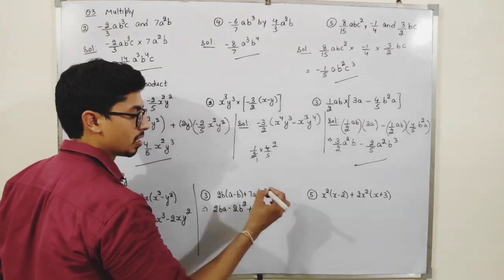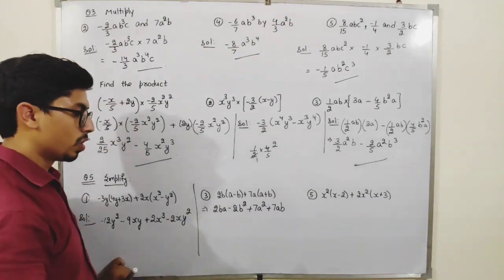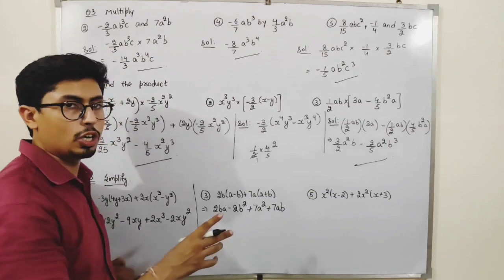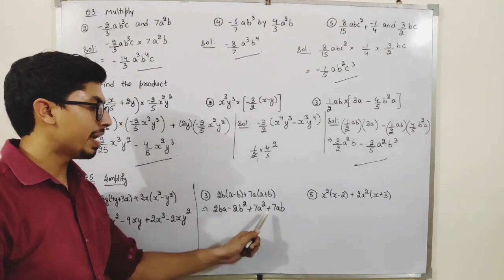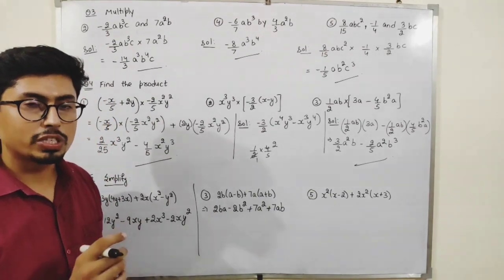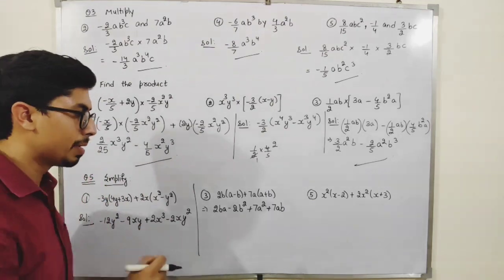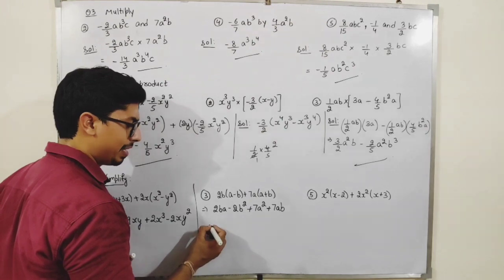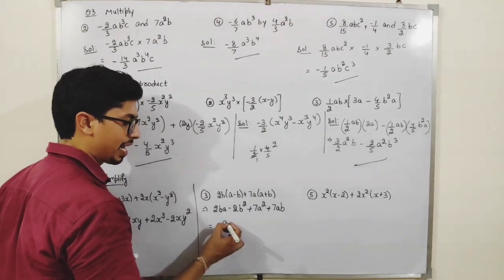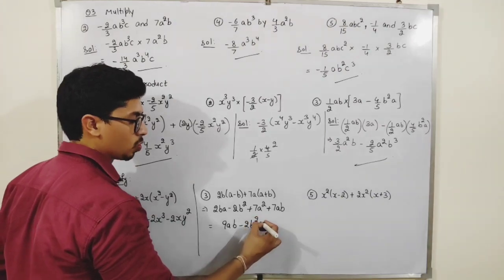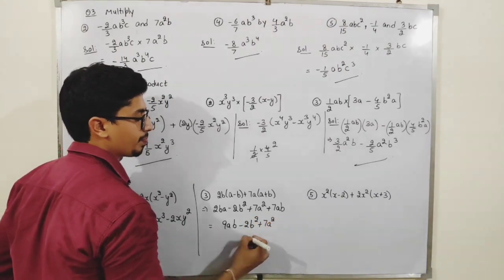7ab. Okay, students. So see, I can simplify this, students. 7ab and 2ab. See, ba and ab both are the same, because if I take 1 into 2 or 2 into 1, both will be 2. So both of these are the same. So 7ab and 2ab, if I just add them, it will be 9ab, and the remaining portion as it is. So this is our required answer.